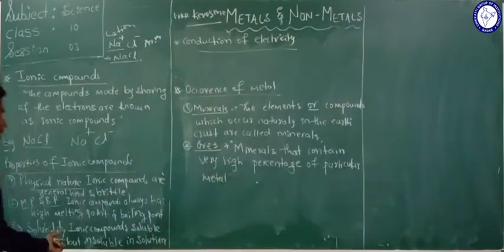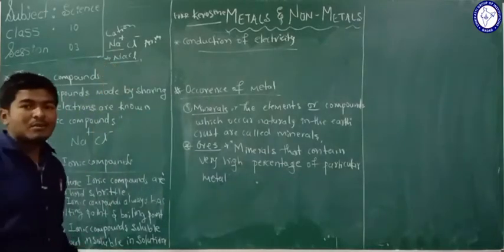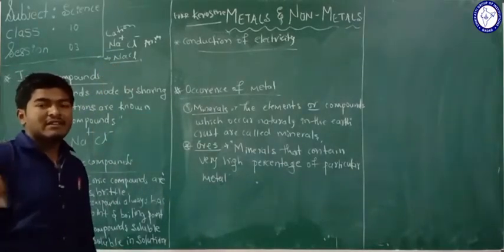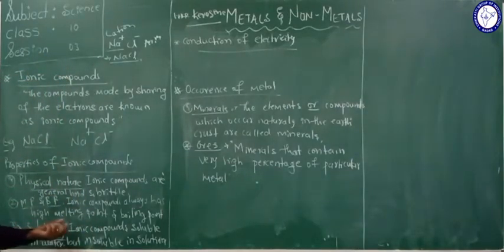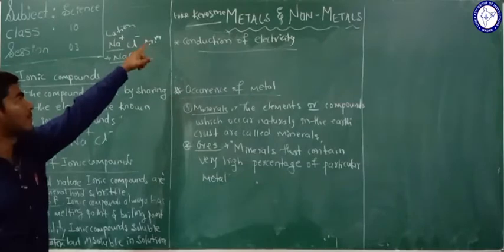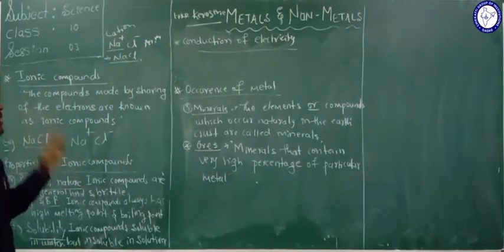Generally these ionic compounds are soluble in water. When you put sodium chloride, which is common salt, it will be soluble in water, but sodium chloride is not soluble in solvents like kerosene. That is another physical property, the solubility of the ionic compound.